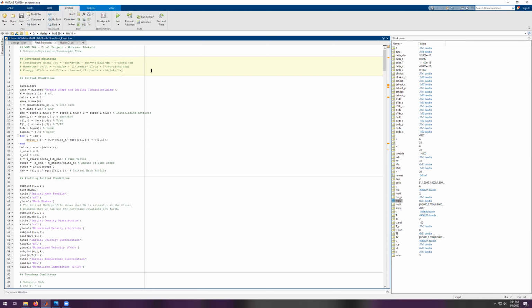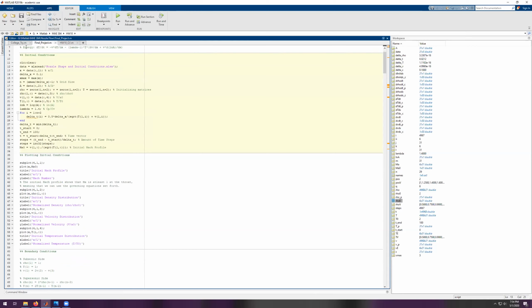For our last equation, the energy governing equation, we have that the partial temperature with respect to time is equal to negative the velocity times the partial temperature with respect to x, minus lambda minus 1 times the temperature times the partial velocity with respect to x, plus the velocity times the partial natural log of the area with respect to x. So this part of the code here sets the initial conditions that we'll be working with.